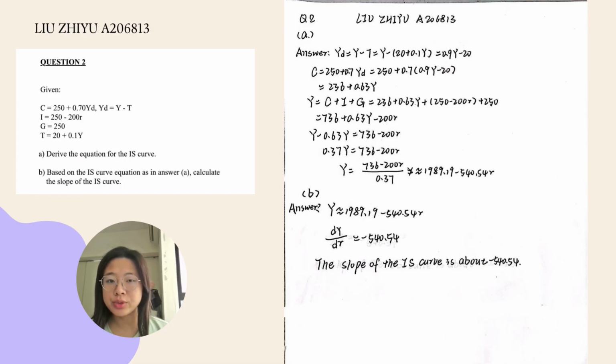About question 2, part A: first, find the disposable income, YD equals Y minus T. Substitute T equals 20 plus 0.1Y, so we get YD equals 0.9Y minus 20. The second step is to plug YD into the consumption function, C equals 215 plus 0.17 YD. We can get the save equal 236 plus 0.16 Y.